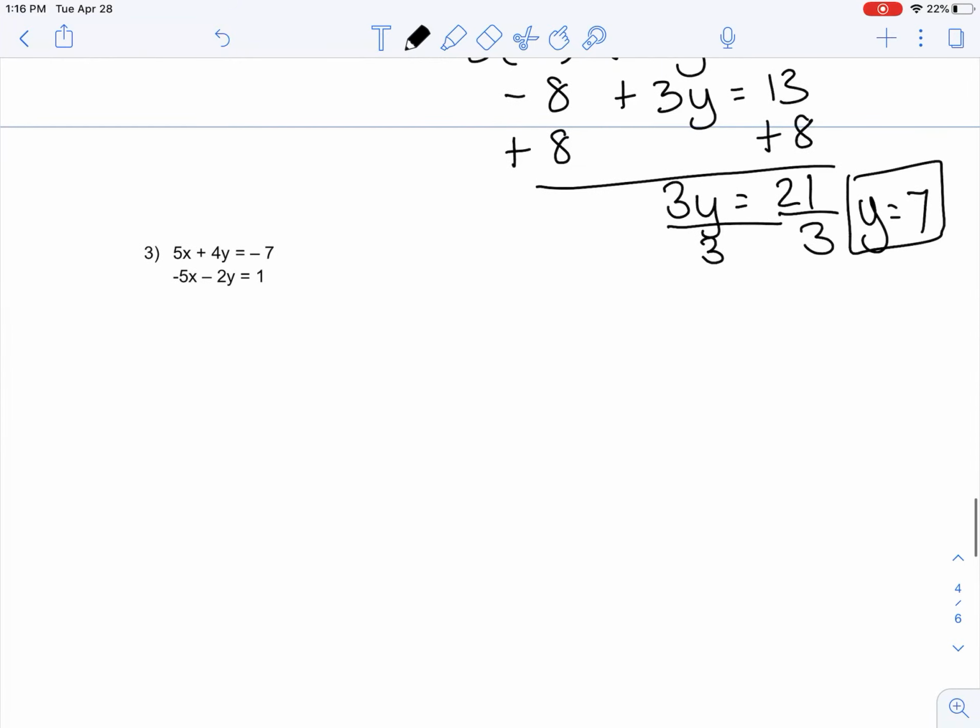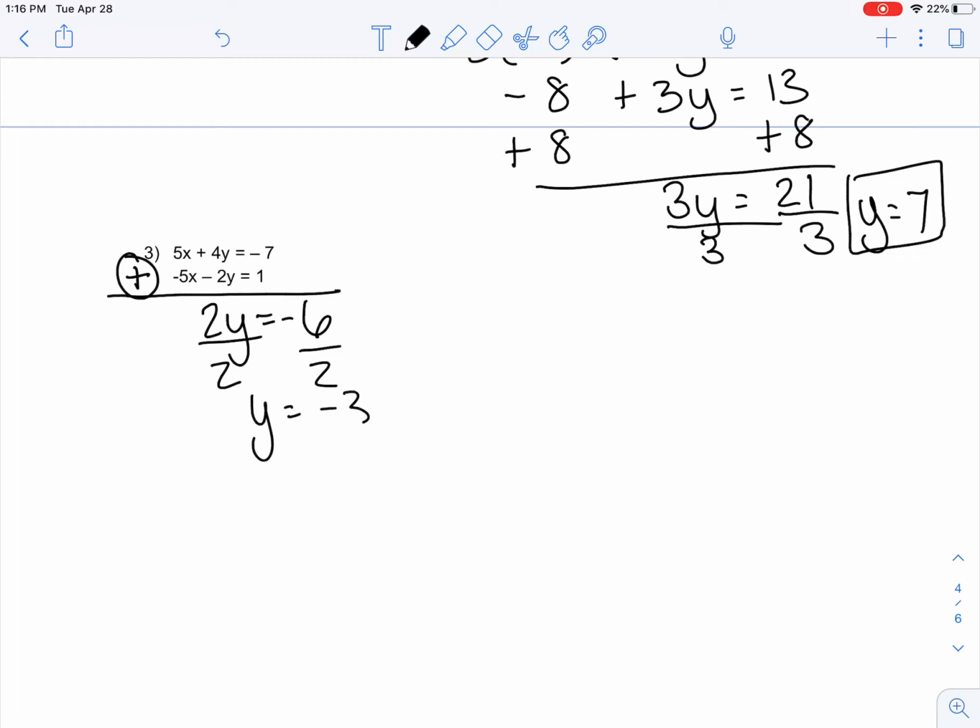Third example is a little bit easier because immediately you should be able to see that these will cancel if we add. So we don't even have to rewrite it. We can just put our plus sign. 4 plus negative 2 is 2. Negative 7 plus 1 is negative 6. Divide both sides by 2. Y equals negative 3.